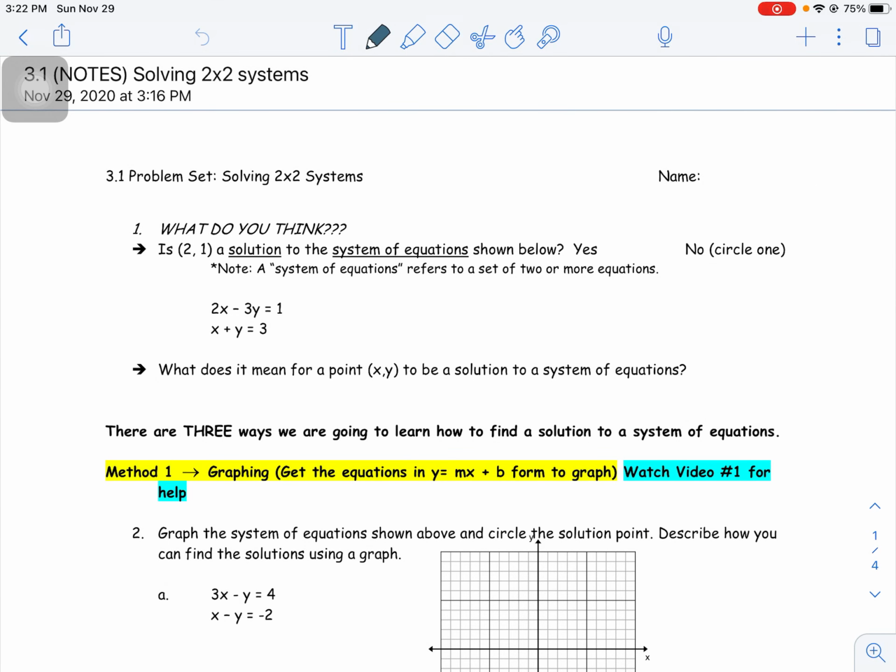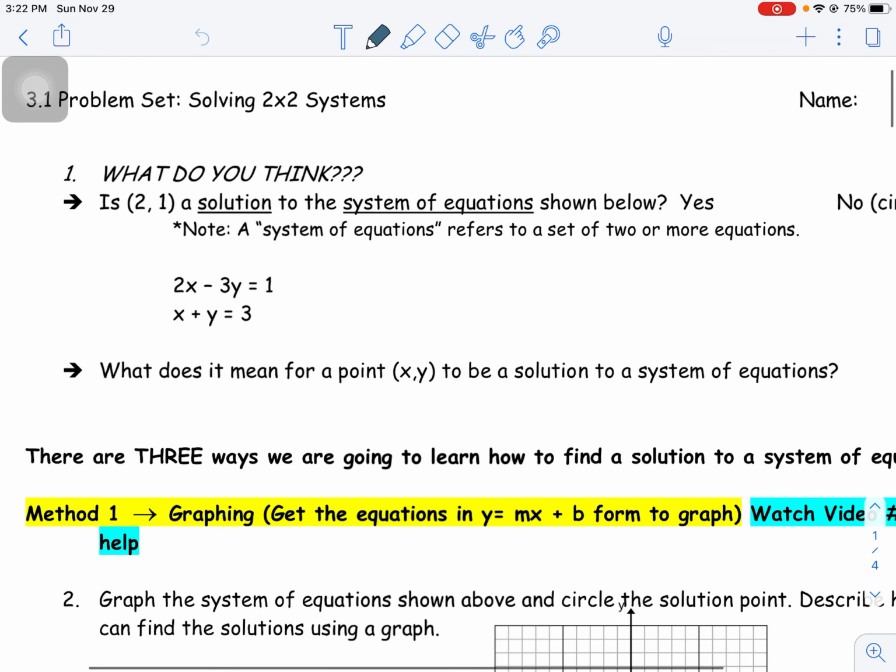Alright guys, so today we're talking about systems of equations. You've actually solved 2 by 2 systems, well, you're supposed to have solved 2 by 2 systems in Algebra 1, but we're going to review it. So, is (2, 1) a solution to the system of equations shown below?